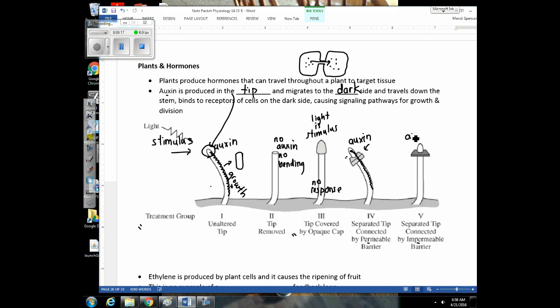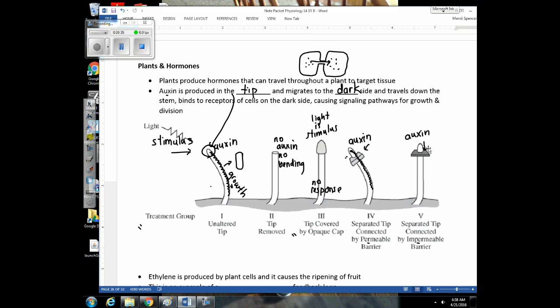These cells are going to produce auxin, but they cannot travel through that impermeable barrier. So then these cells aren't receiving that stimulus to grow. So this is an example where you have to be able to look at results and then make decisions, draw conclusions about what is taking place.